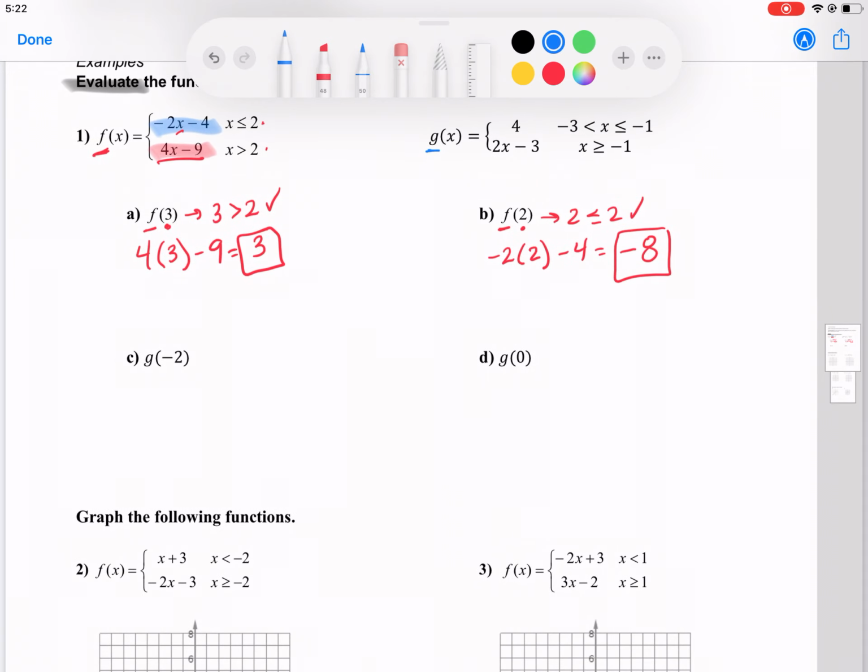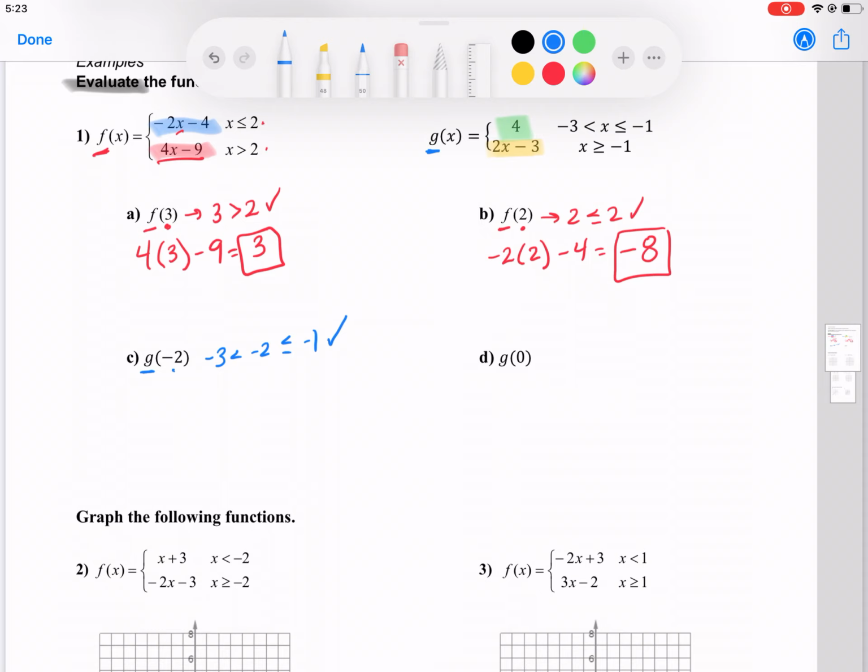So for letter C, we're using the g function, so watch out for that. And once again, we have to decide, are we using the top one or are we using the bottom one? And that's all based on this number inside here. So is negative 3 less than negative 2? Yes. And is negative 2 also less than negative 1? Yeah, it is. So we know we're going to be using this equation. So all this is true.